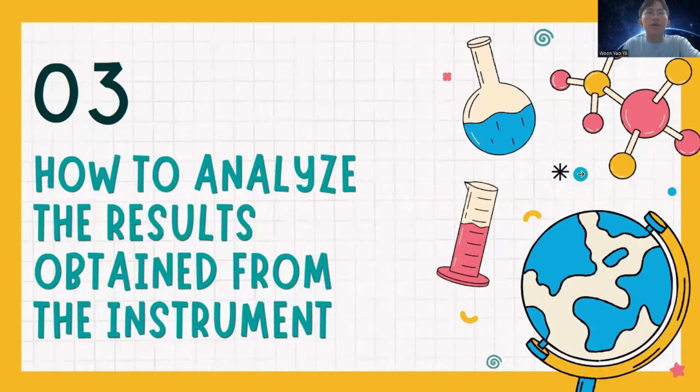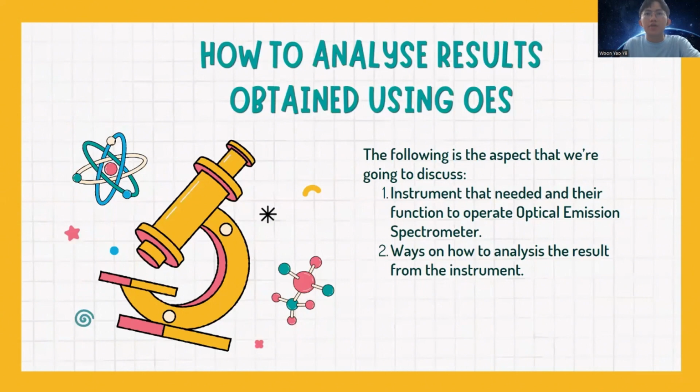Next one, I'm going to explain how to analyze the results obtained from the instrument. So there are 2 aspects that we're going to discuss. First one is the instruments needed and the function to operate the optical emission spectrometer, or we call it OES. The next one, we will also discuss other ways on how to analyze the result from the instrument.